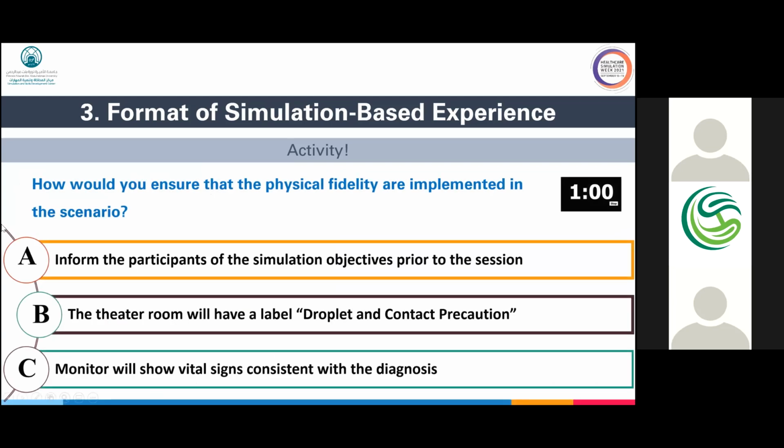The first one: how would you ensure that the physical fidelity is implemented in the scenario? Option A, inform the participant of the simulation objective prior to the session. Option B, the theater room will have labeled droplet and contact precautions. Option C, the monitor will show vital signs consistent with the diagnosis. You have about 1 minute.